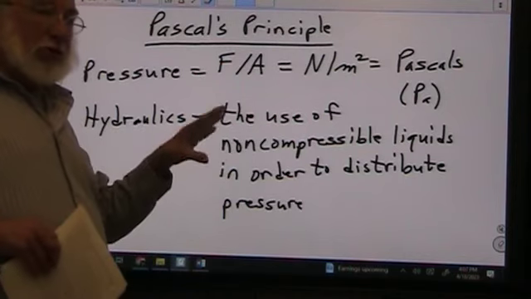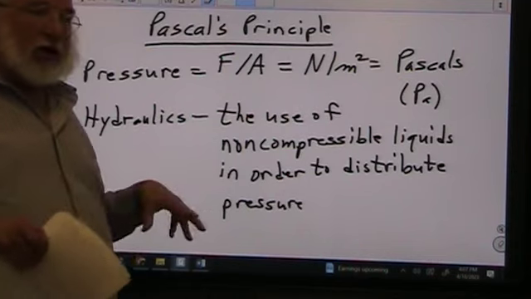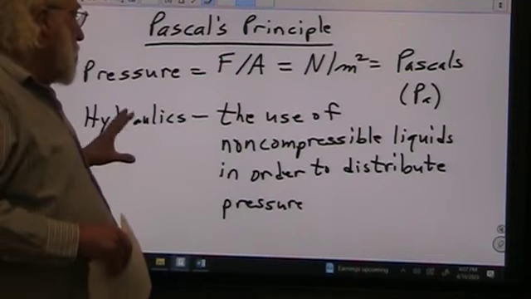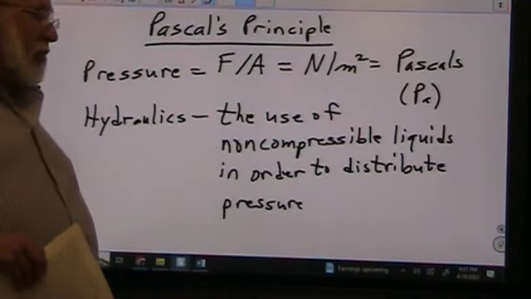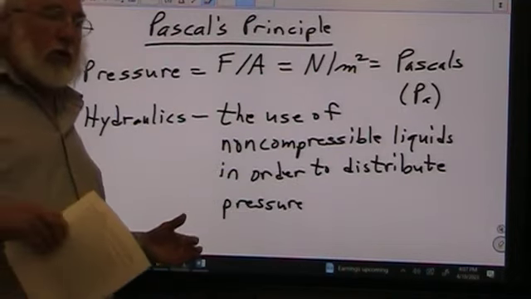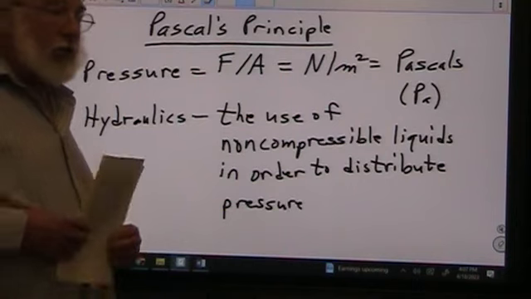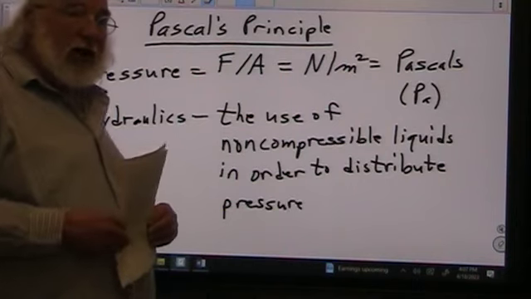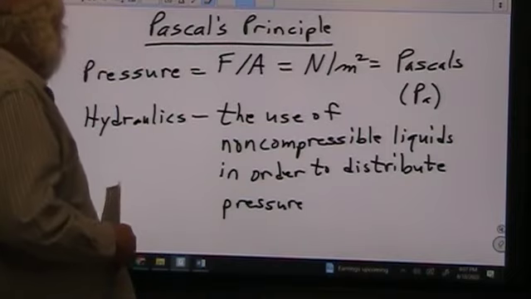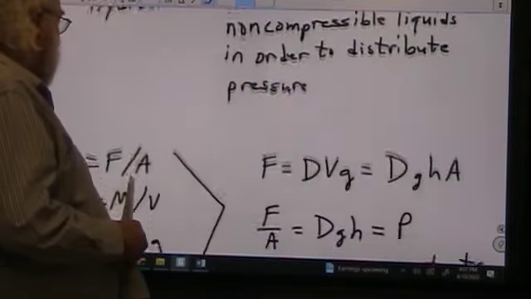Hydraulics is where we use Pascal's principle in a very useful way. Hydraulics is the use of non-compressible liquids in order to distribute pressure. Water is non-compressible, and the synthetic oils or the regular oils that we use for hydraulic systems are non-compressible. And that's key to understanding this.